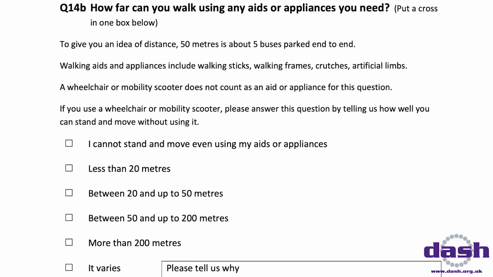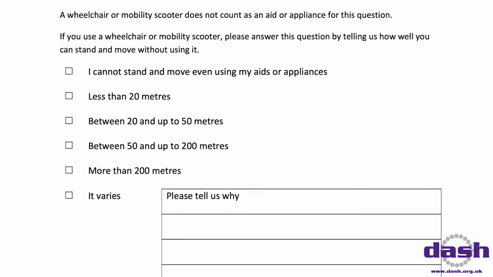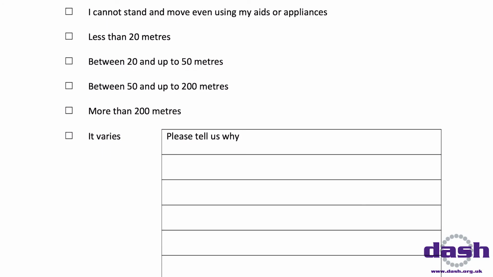Question 14b is also a tick box question. Question 14b asks you how far you can walk considering any aids or appliances you need. Please note, if you use a wheelchair or similar to move around, it does not count as an aid or appliance for this question. To give you an idea of distance, 50 meters is approximately 5 buses parked end to end. Please tick the box with the appropriate distance. If you cannot stand and move even using your aids or appliances, tick the first box. If it depends on the day, tick "It varies" and describe why.